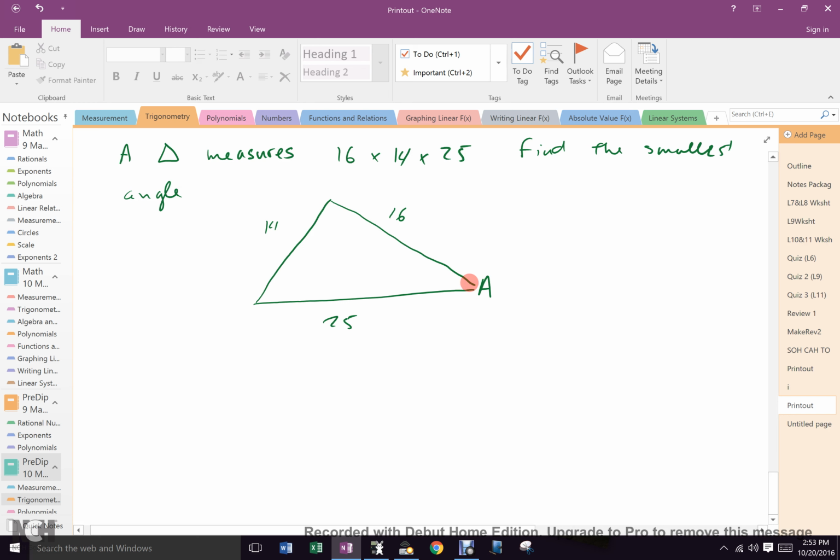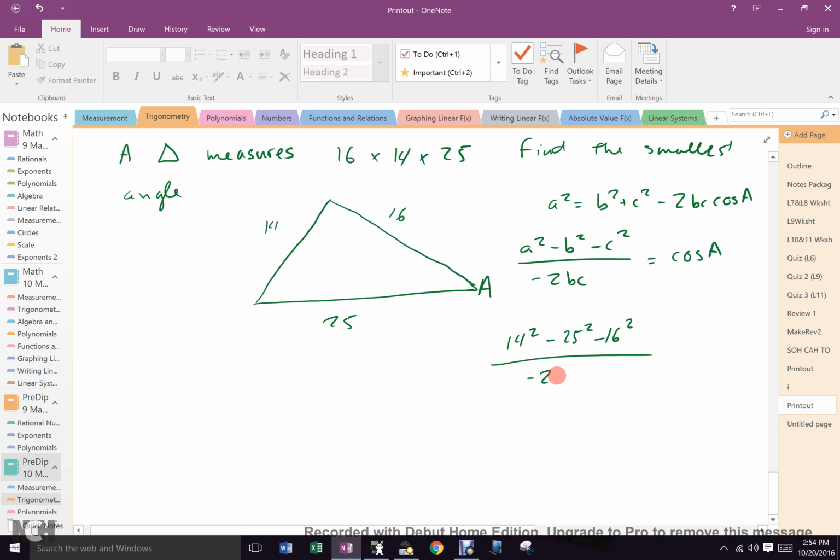And I remember that a squared equals b squared plus c squared minus 2bc cos A. But I don't want a squared, I want A. So I got to isolate this. a squared minus b squared minus c squared divided by negative 2bc will give me cos A. So just punch everything in. 14 squared minus 25 squared minus 16 squared over negative 2 times 25 times 16 will get me cos A. Not 14, because 14 is a.